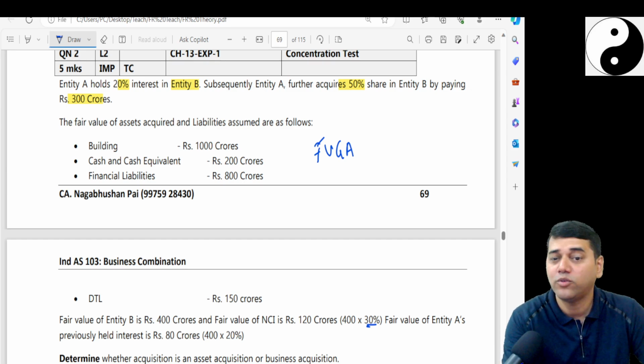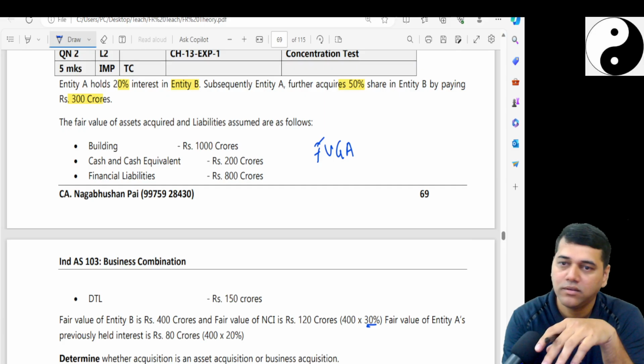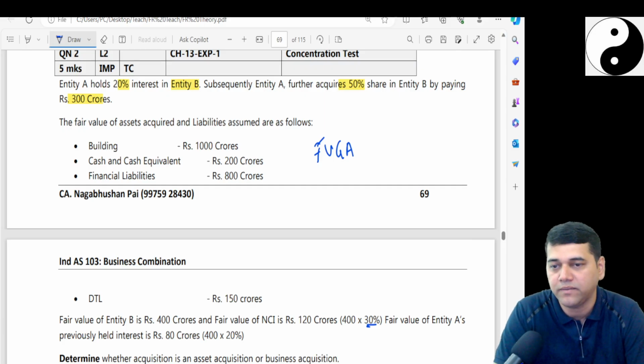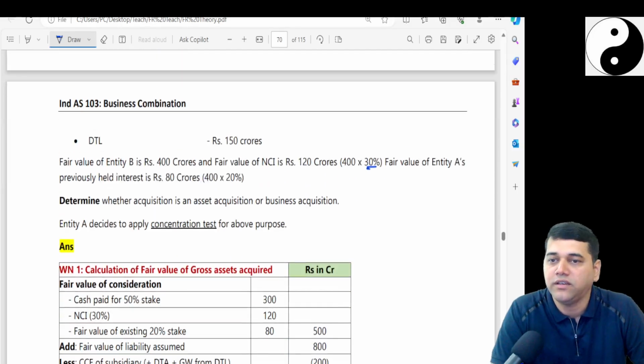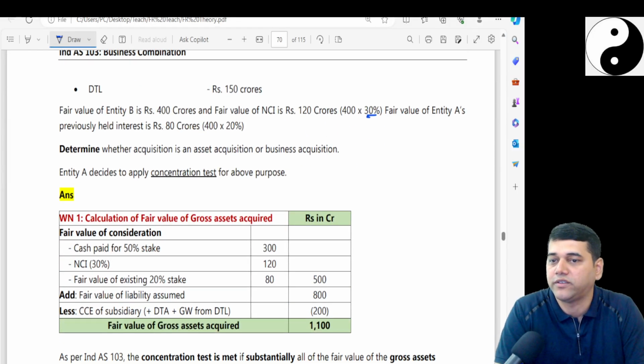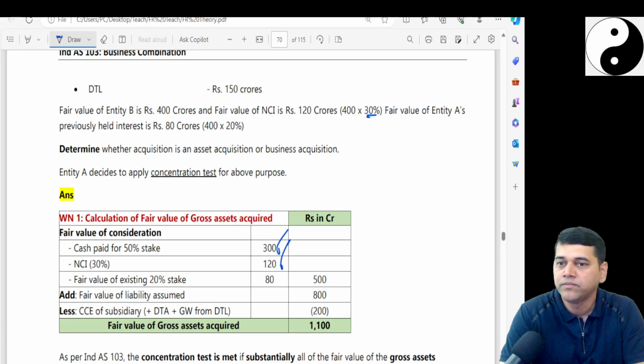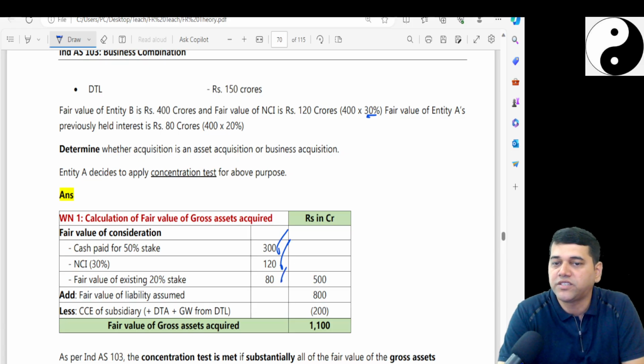Yes, see, this is the only example given, so the possibility of this question coming as it is is very high. First thing, what is my fair value of the gross assets? For this, the purchase consideration, 300, we are going to add. NCI 30%, they have given. If they don't give, we know how to calculate, because after this chapter you should be able to do it. And the fair value of the 20% stake is this. That means in total for a 100% stake, this is what you ended up paying.